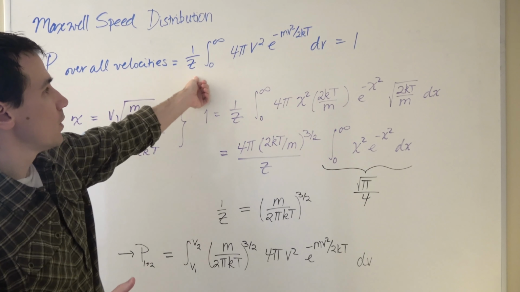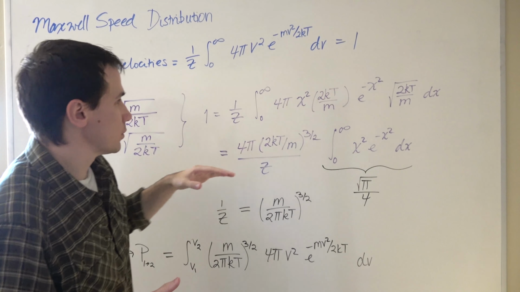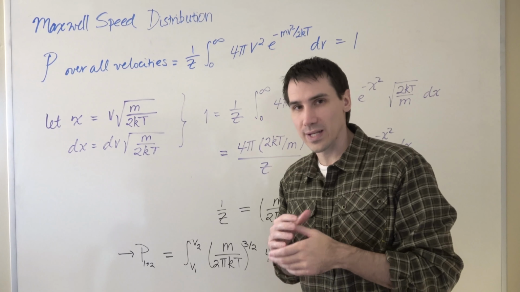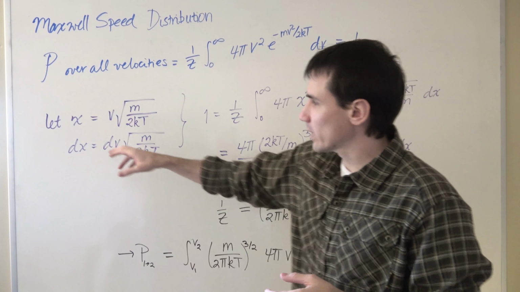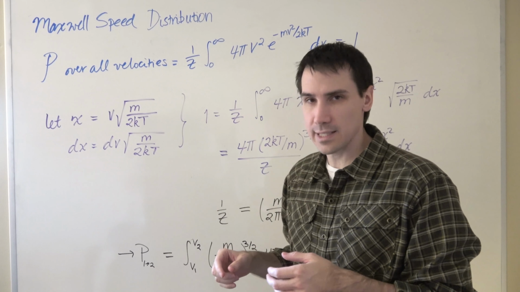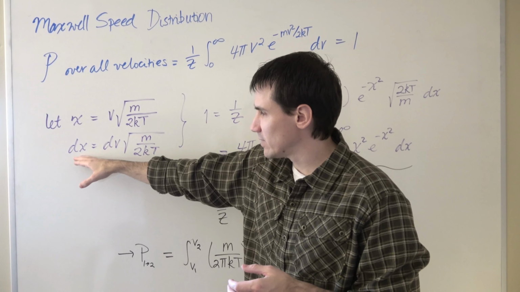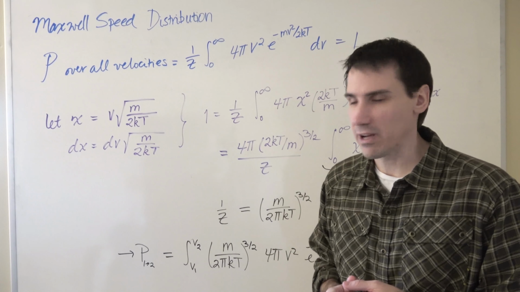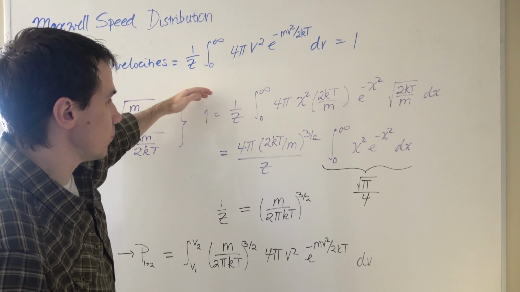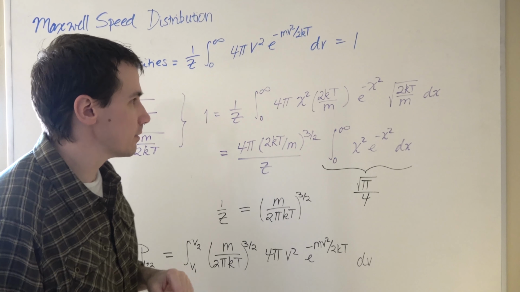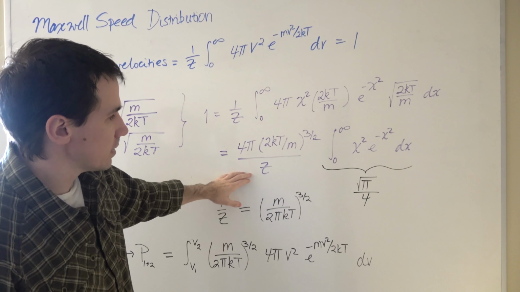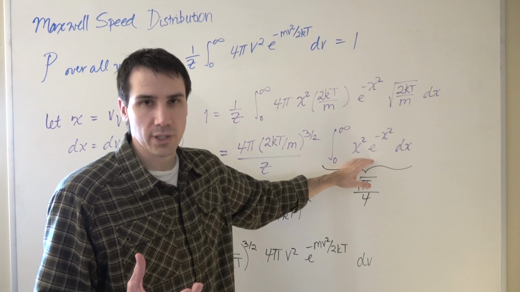So here we have this integral. It must be equal to 1. And what we're going to do is use a change of variables to get this integral into a slightly more workable form. So we're going to let a variable x equal v times the square root of m over 2kT. Therefore, we can have dx equals dv multiplied by the same factor. Plugging this change of variables into our equation, we end up with this expression here. And pulling all the constants out front, we have this integral here to solve.